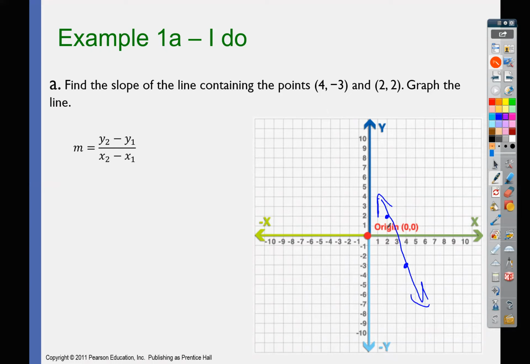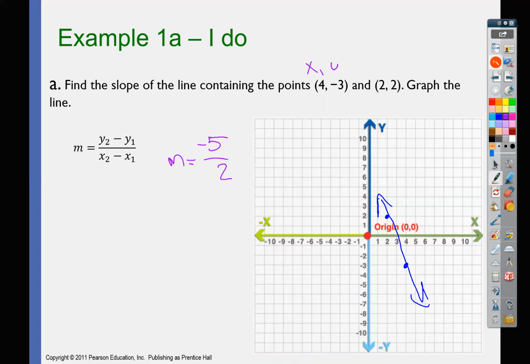So I'm going down 1, 2, 3, 4. Let's do it again, just to make sure. So we're going down 1, 2, 3, 4, 5 over 1, 2. So down 5 over 2. Now let me show you how you can do that with the points.